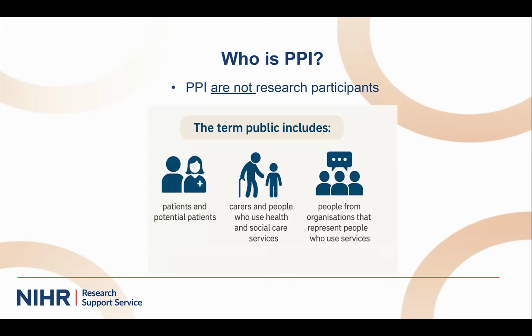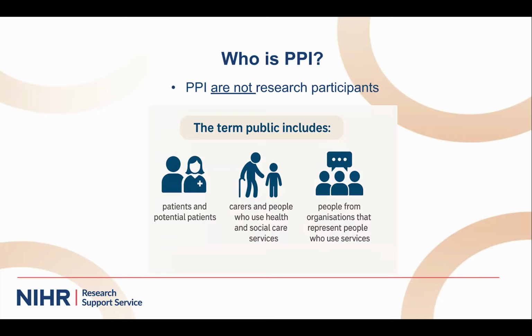So as I mentioned earlier, patient and public involvement representatives are not research participants, so it really is about working in partnership. Think of your PPI members as members of the research team. They're there to advise you, they're there to guide you, they're there to take on responsibilities and deliver on elements of the work potentially. They're not there to provide you with data and answers to your research question.